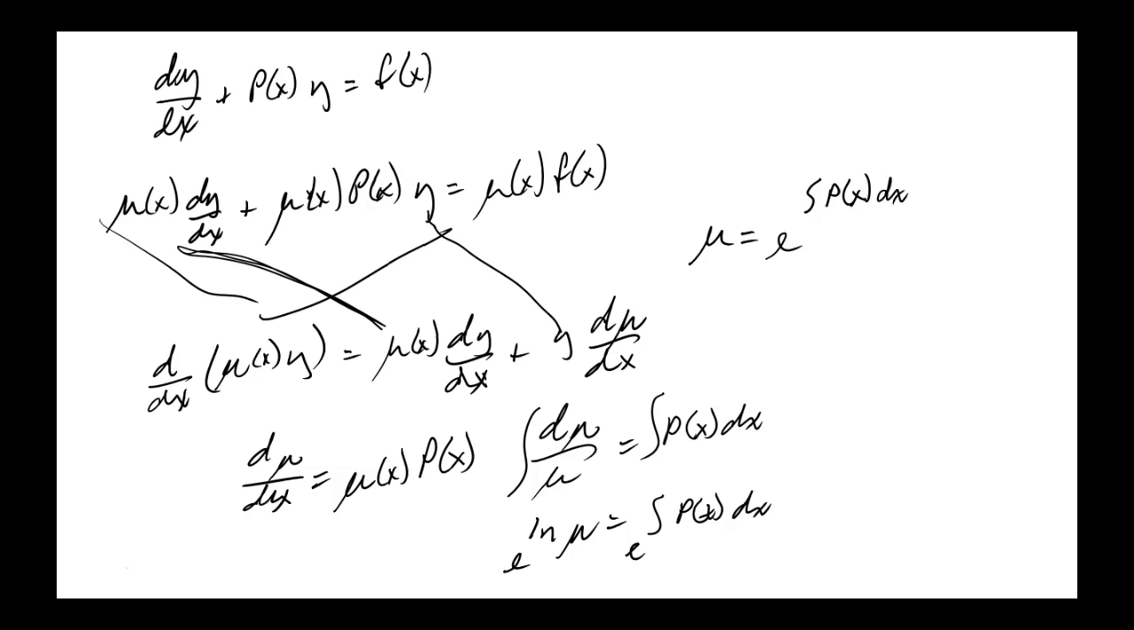Now, that is what we call our integrating factor, because what are we going to do? We're going to take whatever that mu turns out to be and multiply everything on both sides of the equation by it, and that's going to guarantee we get a perfect derivative on the left-hand side, and then we can fiddle with the right.